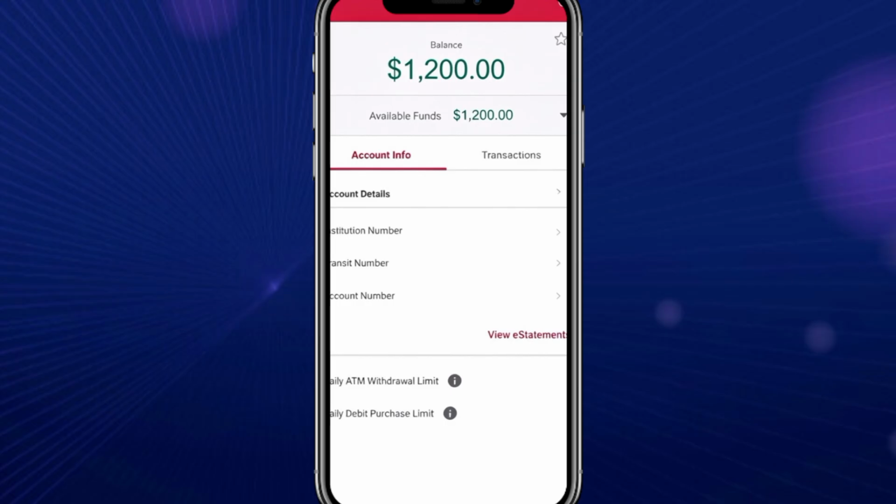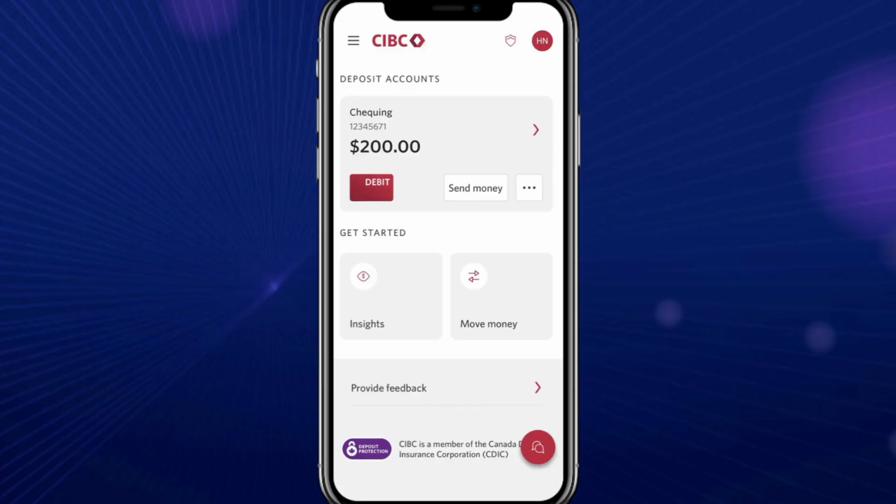Once you've provided all the required details, the sender can process the transfer. Once processed, the funds will be deposited directly into your CIBC account. It's a straightforward process, but remember that the exact timing can vary. Typically, the processing time for receiving a global money transfer ranges from 1 to 3 business days.